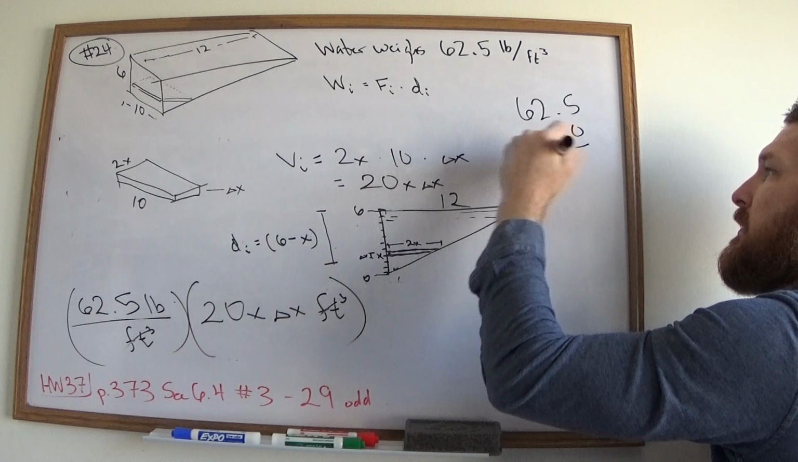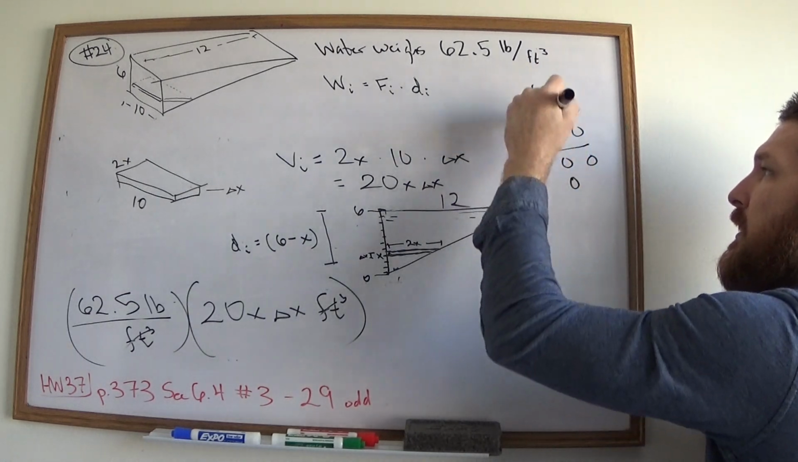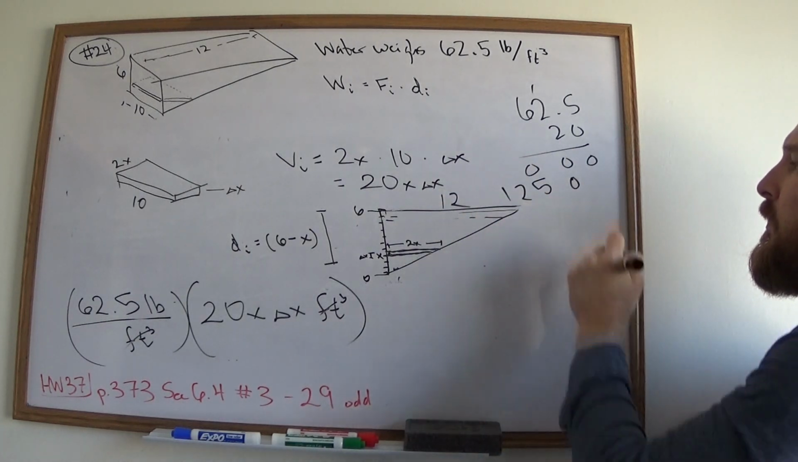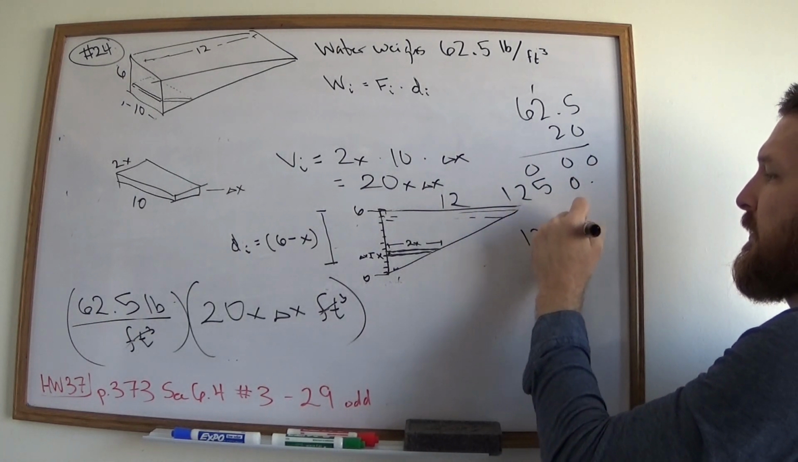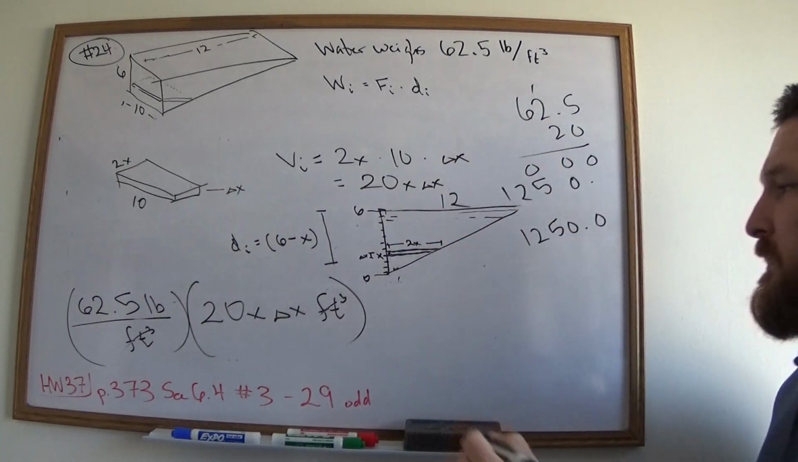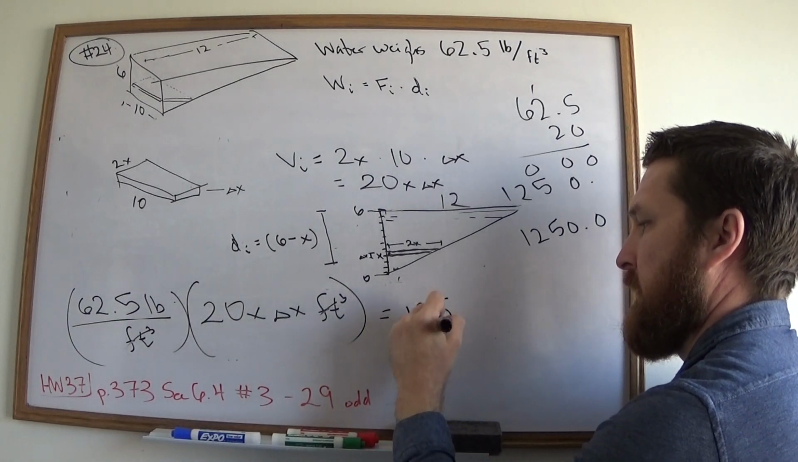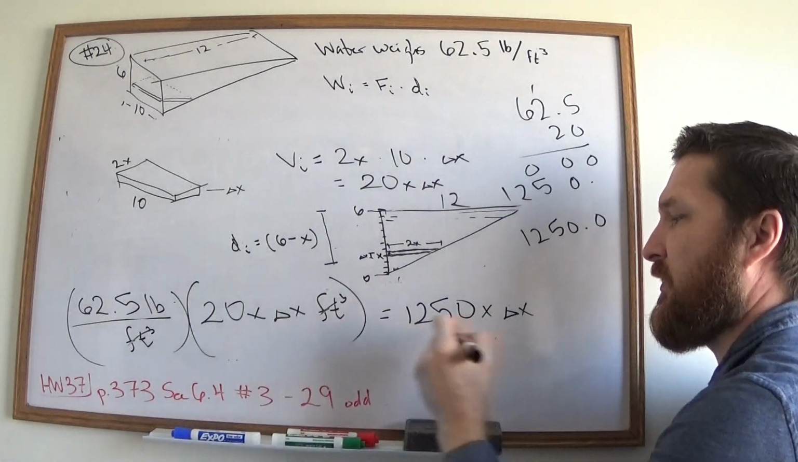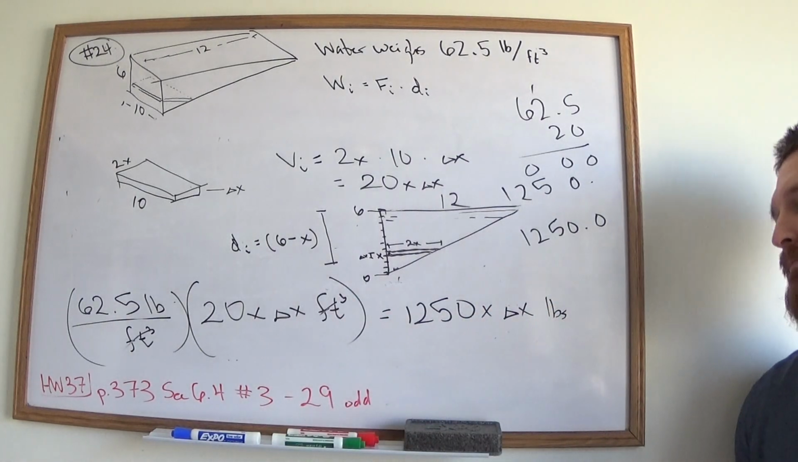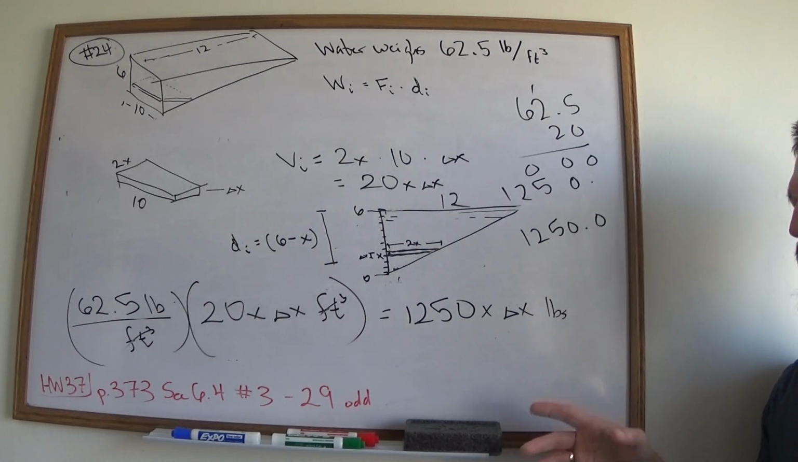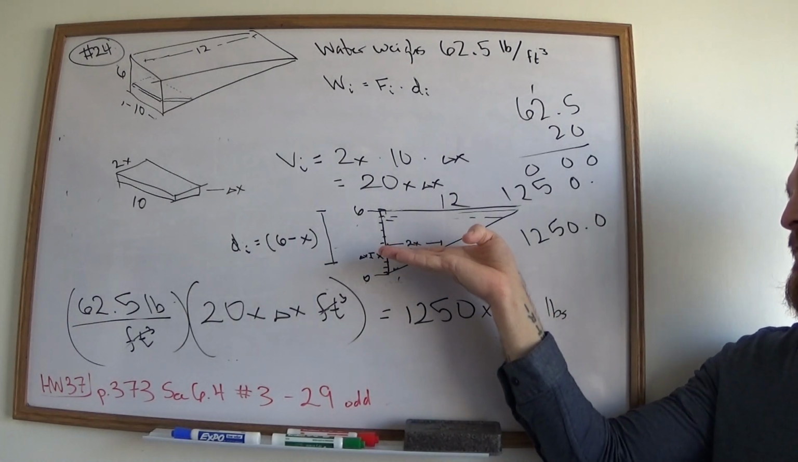62.5 times 20, so 1250. Is that right? 1250? Yeah. So 1250x delta x. Feet are gone, it should just be pounds. That's the force that's required to lift that slice that high.